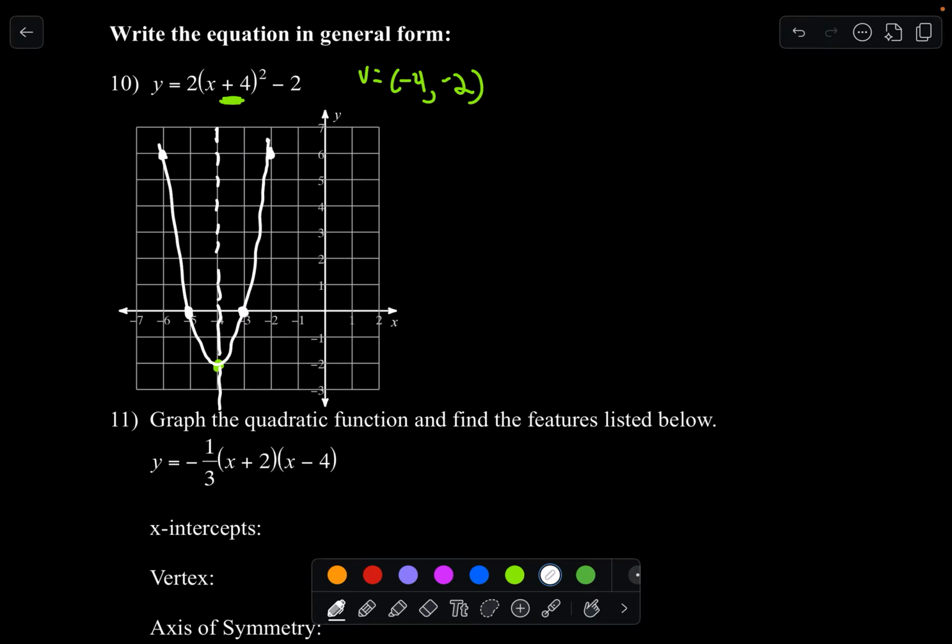And there you go. There are the first 10 problems. I will come back and do the last 10.